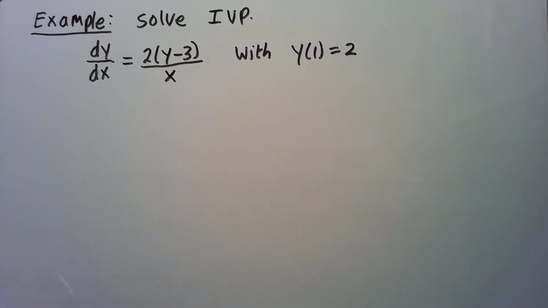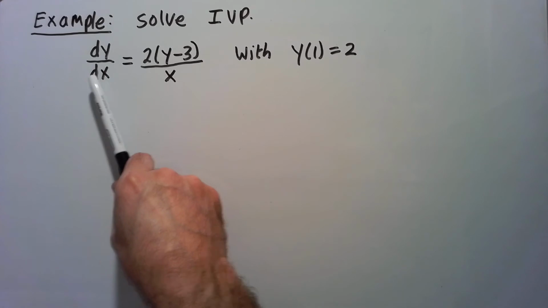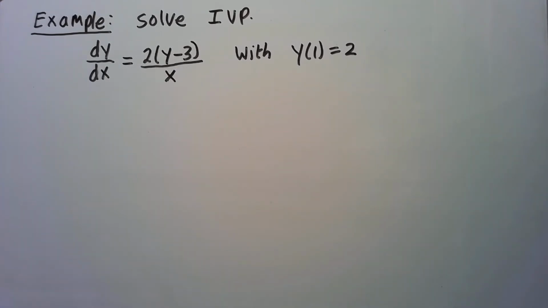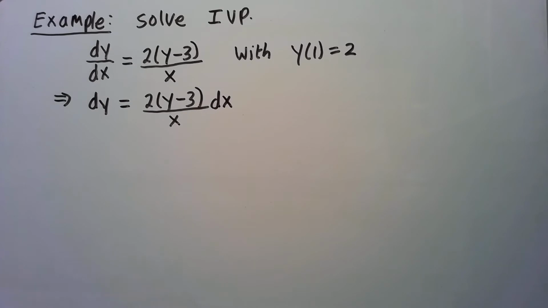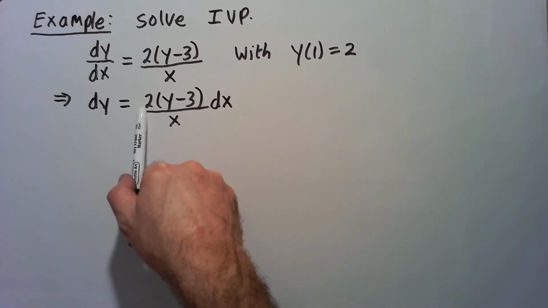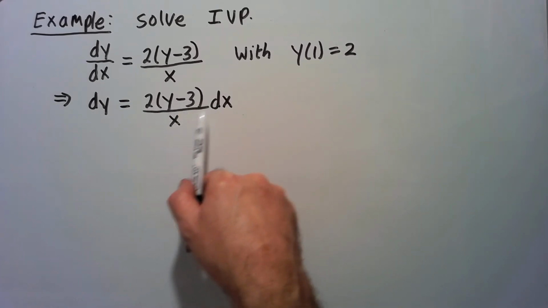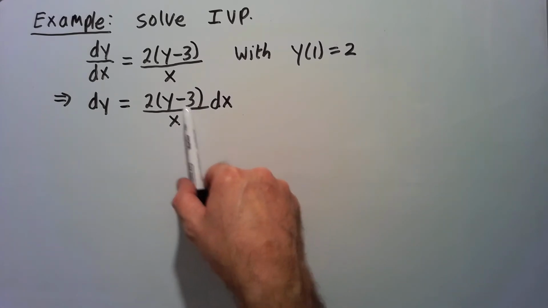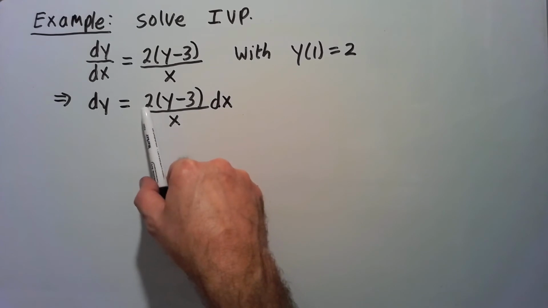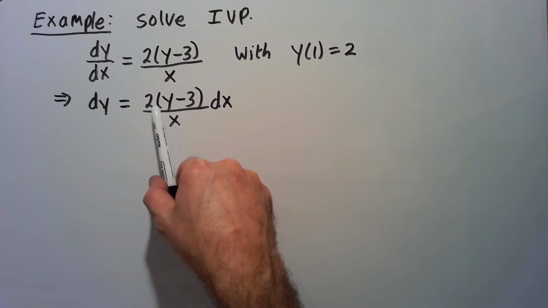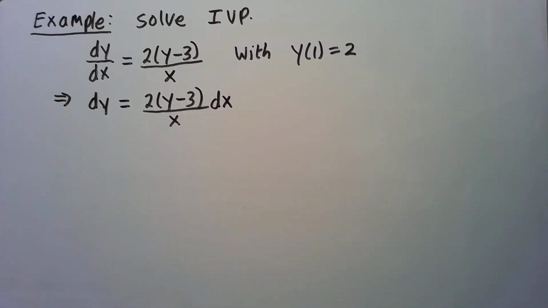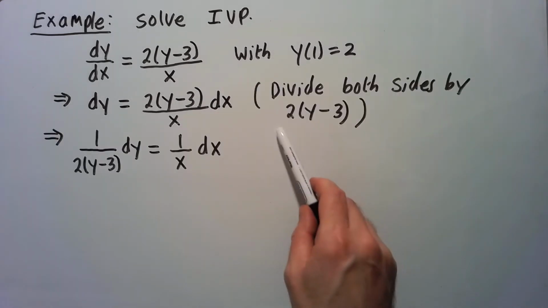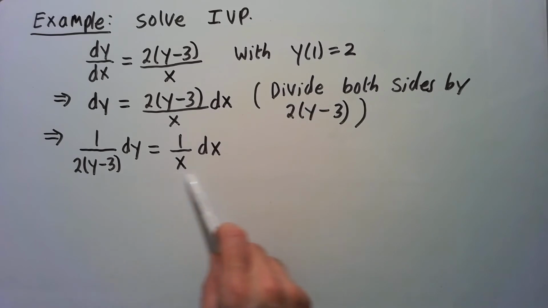So let's first multiply both sides by dx here. Multiplying by dx we get dy equals 2y minus 3 over x dx. Now I want to get all the x's on one side, all the y's on the other side, so let's divide both sides by 2y minus 3. Dividing both sides by 2y minus 3, we get this then.